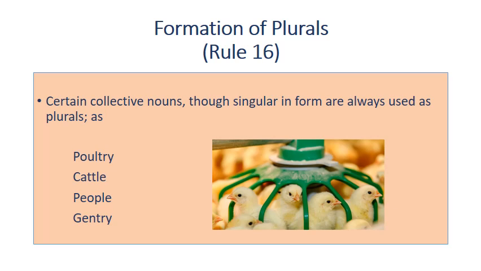In the previous slide, we studied that there are certain nouns which look plural but are in fact singular. But here in this rule, rule number 15, we shall study about some collective nouns which appear in singular form but in fact they are always used as plurals. The examples are poultry, cattle, people, gentry, etc.